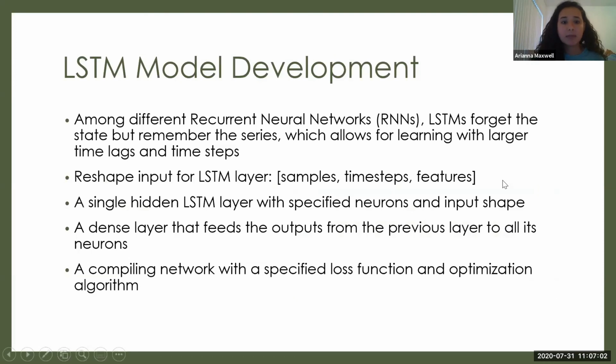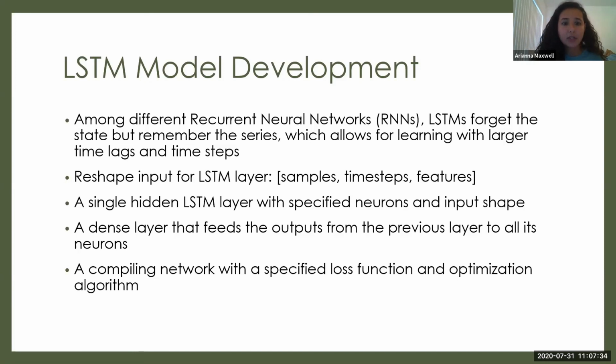Before I go into really discussing the model, I want to emphasize again that among different recurrent neural networks, LSTMs forget the state but remember the series, which allows for larger learning with larger time lags and time steps. And also means that there's less memory, so it's able to process a lot better. So when building the model, we want to reshape the input for the LSTM layer into samples, time steps, and features. Samples are the number of rows of the data. Time steps is the number of times that we want to feed the data to the model. And features is the number of columns of the data.